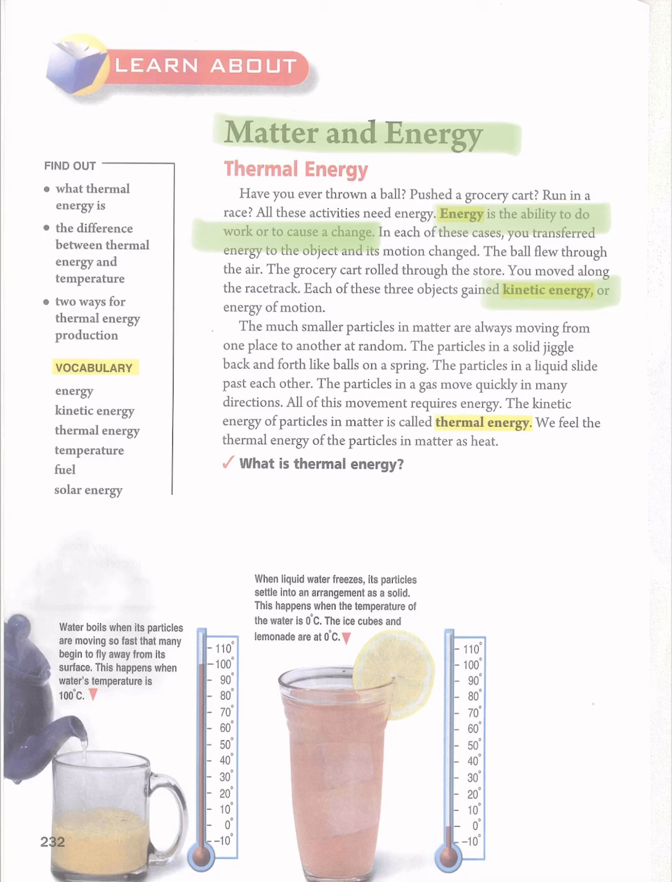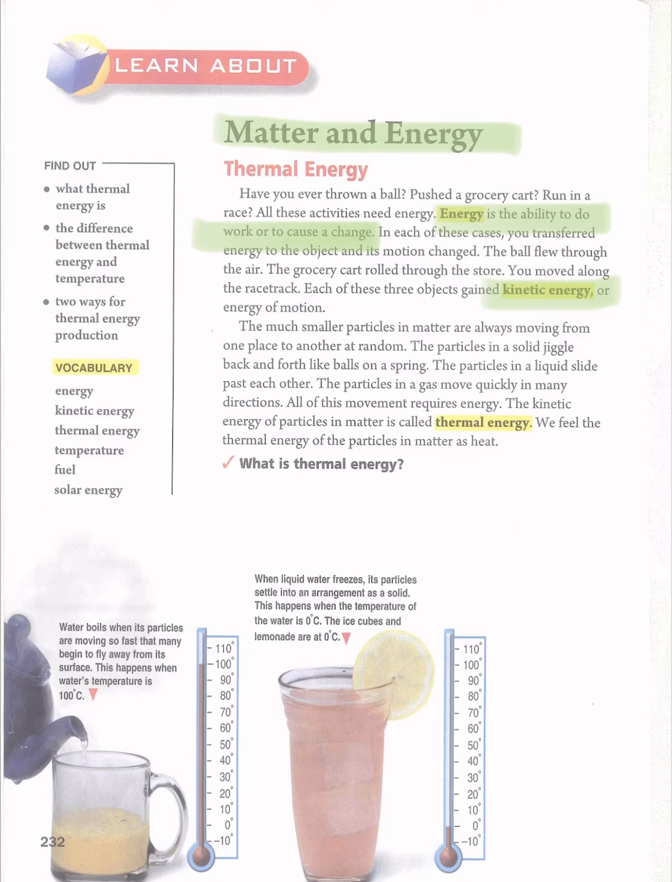The much smaller particles in matter are always moving from one place to another at random. For example, matter is made up of tiny particles, and those tiny particles move from one place to another in all states of matter: in a liquid state, in a gas state, and in a solid state.